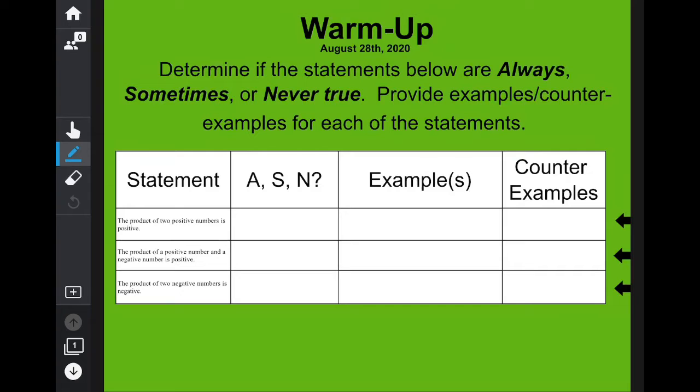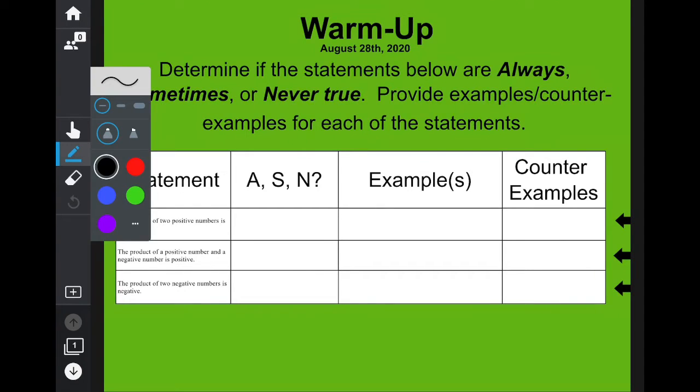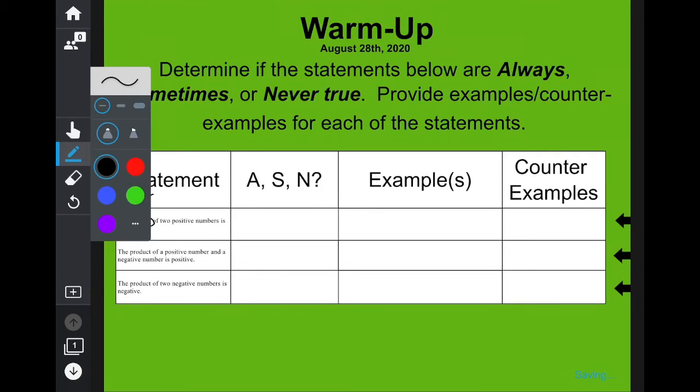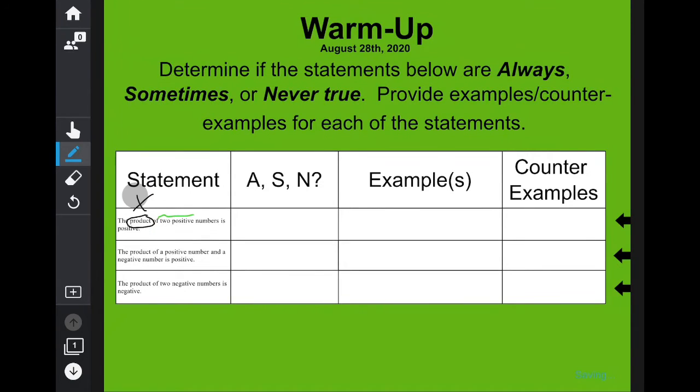So statement 1 says the product of 2 positive numbers is positive. I'm going to circle the word product. I know product means to multiply, so I'm going to put a multiplying sign. It then says I'm multiplying by 2 positive numbers. I'm going to circle 2 positive numbers, and I'm going to use green to represent positive. So I'm going to choose 2 positive numbers. I'm going to choose 2 and 5.